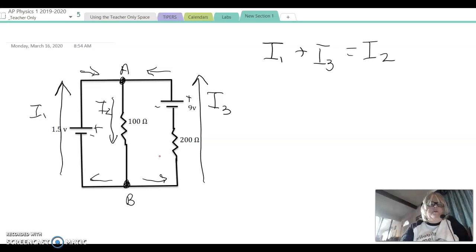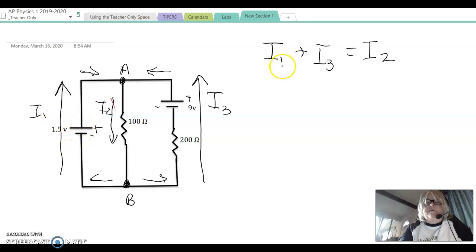Okay, so I'm going to go with first this loop involving my 1.5 volt battery. So I'm going to start at B. You could start anywhere along that loop. It's up to you. But I'm going to start here at B. When I come around my loop, the first thing I encounter is my battery. And I encounter that battery from negative terminal to positive terminal, which is the appropriate way to encounter it.